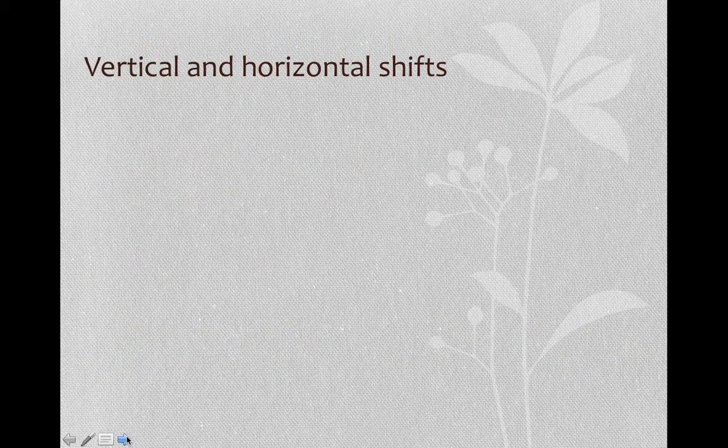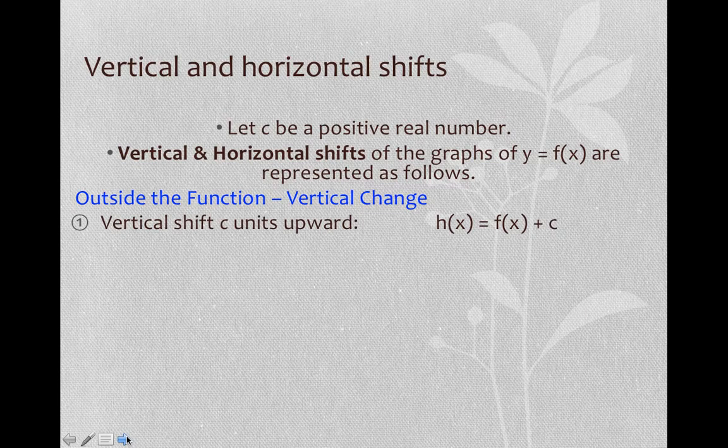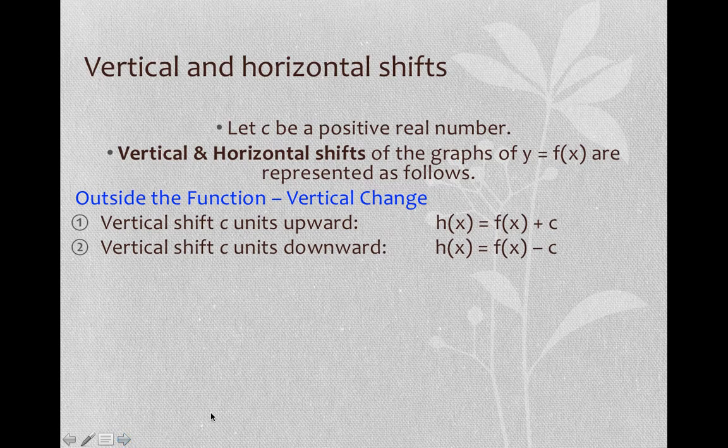Okay, vertical and horizontal shifts. Here's your summary. If c is a positive real number, the vertical and horizontal shifts of the graph of y equals f of x are represented this way. Outside the function is always going to be a vertical change. Outside, vertical. Vertical shift c units upward if I have f of x plus c. A vertical shift c units downward if I have f of x minus c.